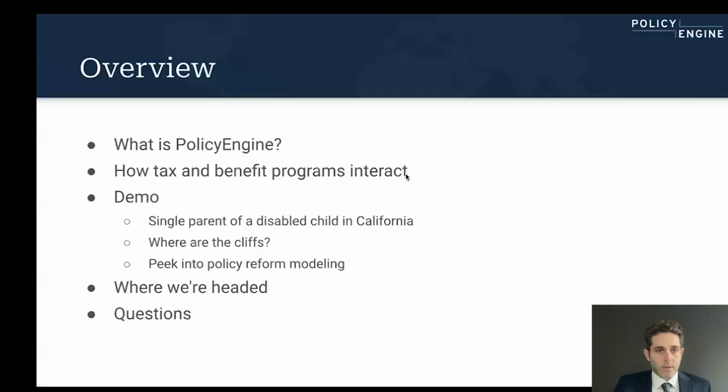So I will move to my slides now, but I do have the Zoom up on my monitor, so feel free to drop questions. Okay, so I thought I'd start with just what is PolicyEngine, talk a bit more conceptually about how tax and benefit programs interact, and then move to the demo where I'll go through how this all works for a single parent of a disabled child in California, as an example.